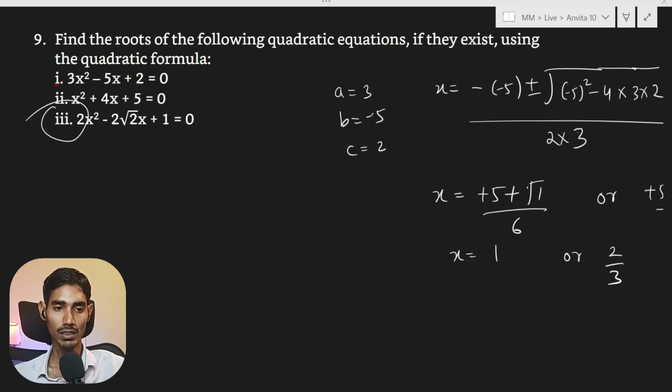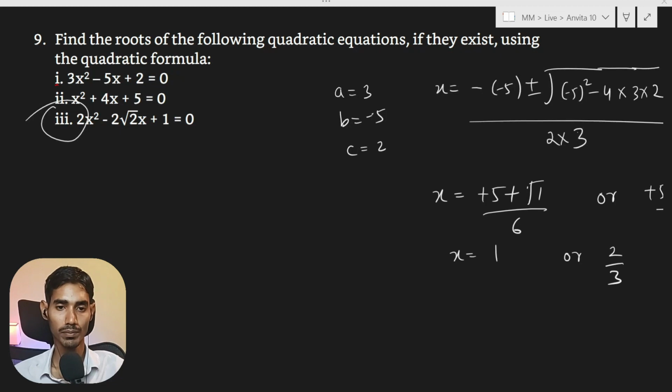It is root 2x plus 1 whole square. Sir, it will be plus minus 1 by root 2, right? No, not plus minus. It is negative. Root 2x minus 1 whole square.